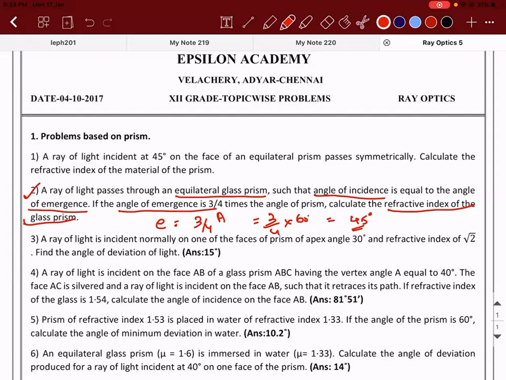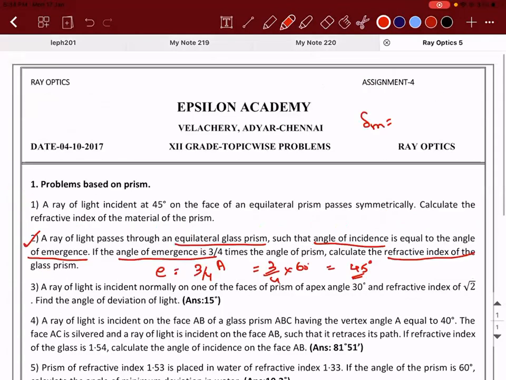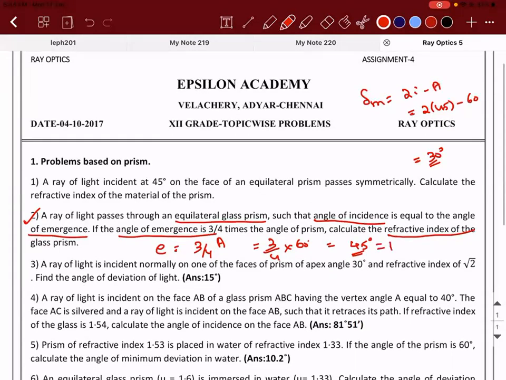Sir, we need to find the minimum deviation. Yes, how much is the minimum deviation? Delta m is equal to 2 times i minus A. So 2 into, we know that i is equal to e, so that is 45, minus A, how much? 60. 90 minus 60 is again going to be 30 degrees. So in this problem, i is 45 and delta m is 30.